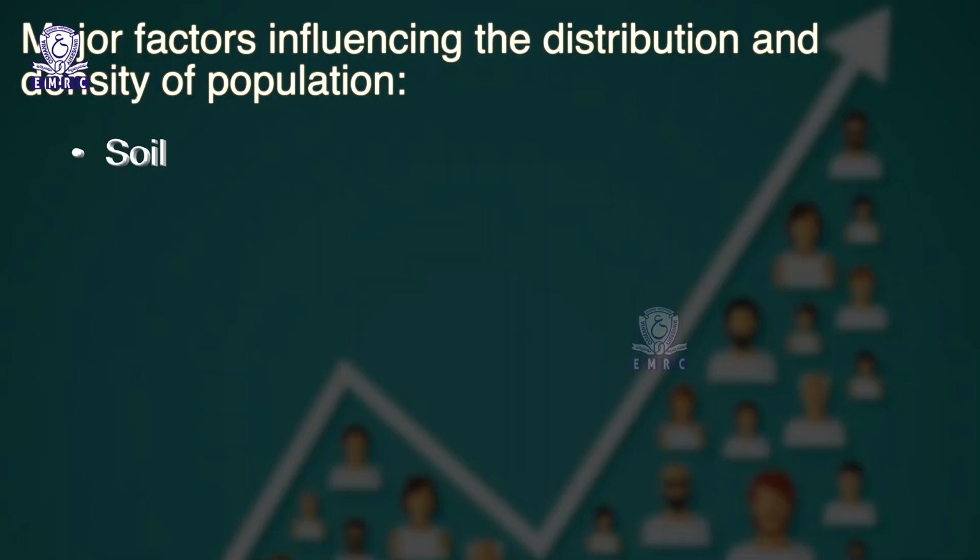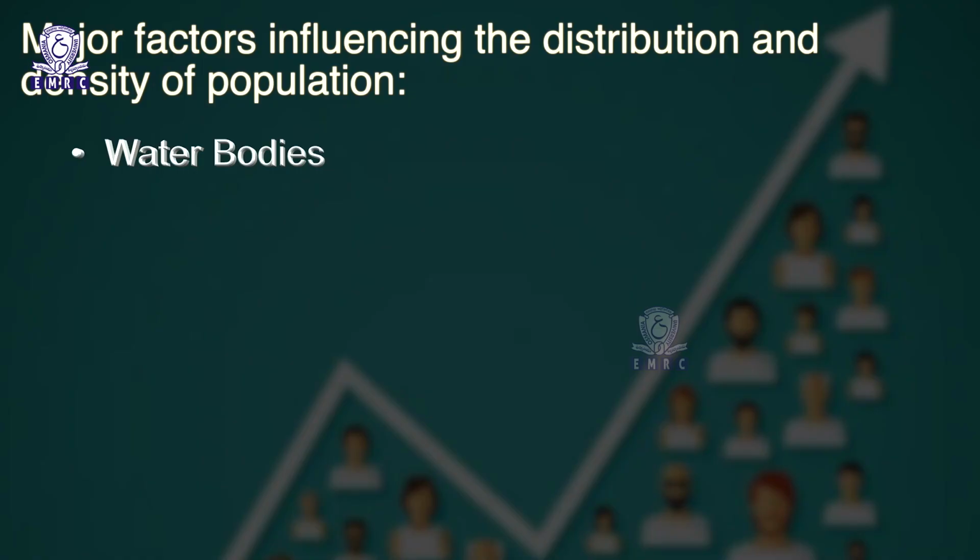The next factor is soil. Soil plays an important role for the agrarian economy. The fertile soil of North Indian plains, the coastal plains and the black soil region of the Deccan Plateau are densely populated. The next factor is the water bodies. Population is generally concentrated in river valleys. Water is needed for agriculture, irrigation, industries and domestic purposes.